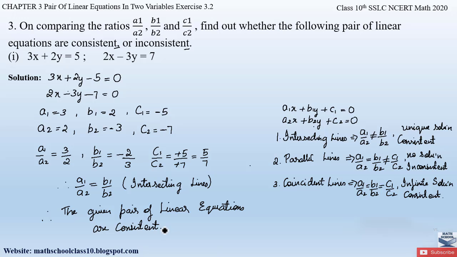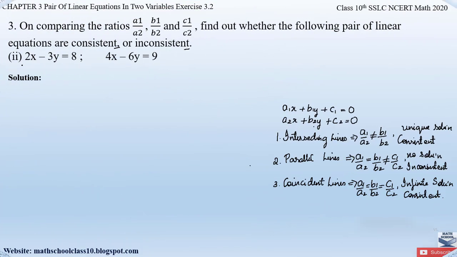So similarly, let us solve the second part of the question. The second part of the problem from question number 3, the equations are given here. So let us equate these equations to 0 before finding out the coefficients A1, A2, B1, B2 and C1, C2. First equation can be written as 2x minus 3y minus 8 equal to 0. Similarly, 4x minus 6y, this plus 9 when sent to the left hand side, we get minus 9 equal to 0.